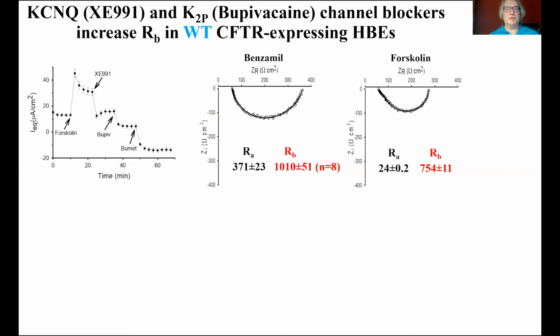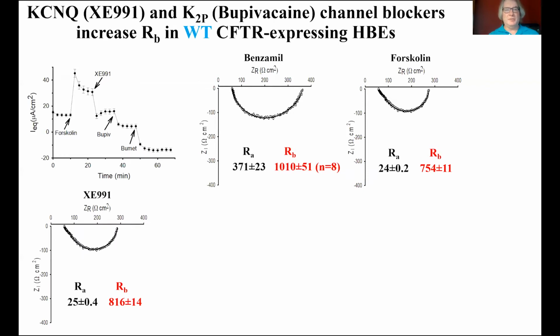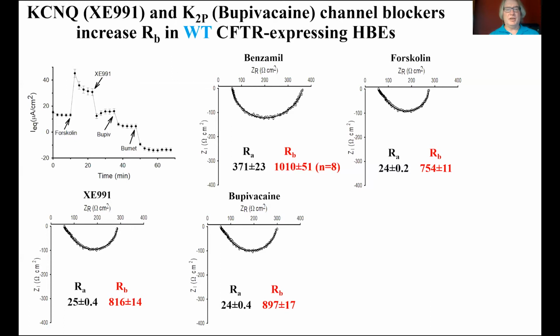This is consistent with what's been known for many decades now, that addition of Forskolin activates both an apical membrane chloride conductance, which we now know to be CFTR, as well as a basolateral membrane K conductance, which are the KCNQ family members. Addition of XE991, which again blocks KCNQ3 and 5, had no effect on the apical membrane resistance at all, but increased the basolateral membrane resistance approximately 70 ohm centimeters squared. Addition of bupivacaine subsequent to that again had no effect on apical membrane resistance, but further increased the basolateral resistance by approximately 80 ohm centimeters squared.